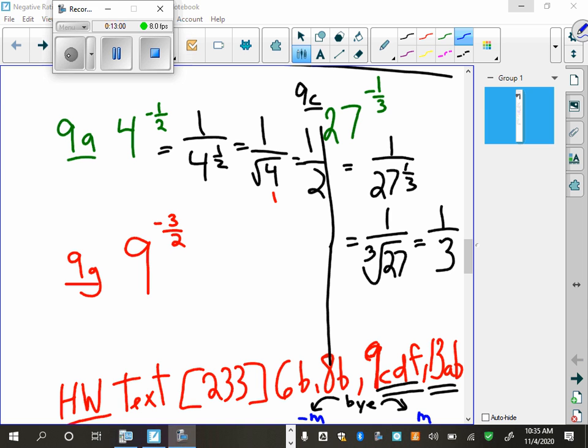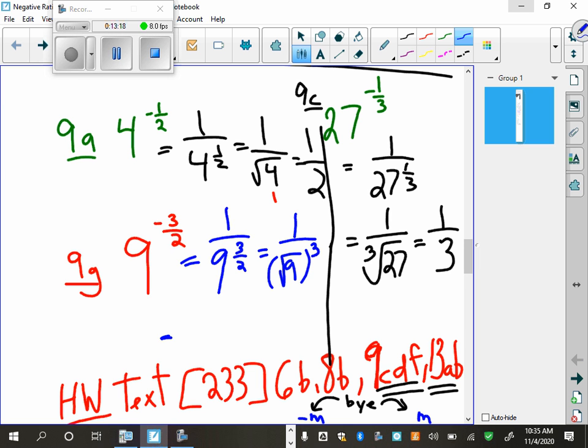Okay, 9 to the negative 3 over 2 is 1 over 9 to the positive 3 over 2. This is what we learned yesterday. This is either cubic root or square root. Which one? Good job. Square root, all cubed. Next step is right here. So 1 over square root of 9 equals 3. And don't forget there's an exponent on the 3, so 1/27.